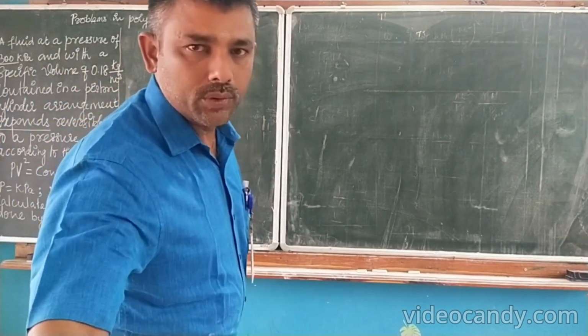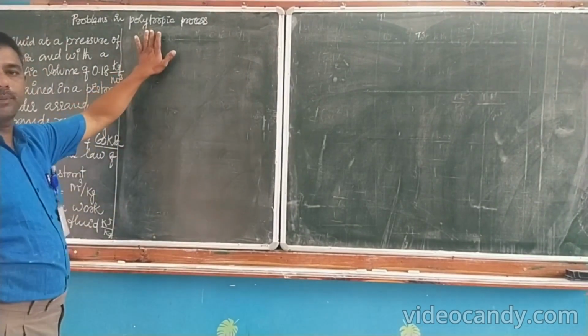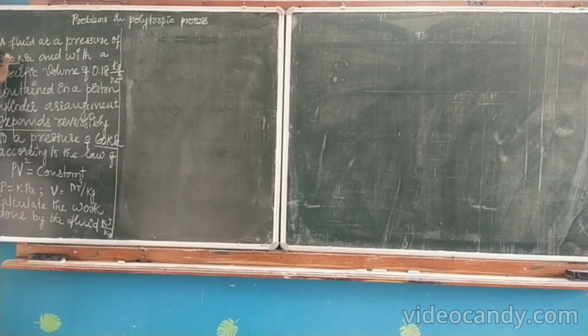Today I am going to solve a problem. The problem comes under the category of polytropic process. A fluid at a pressure of 300 kPa and with a specific volume of 0.18 meter cube per kg is contained in a piston cylinder arrangement. It expands reversibly to a pressure of 60 kPa.